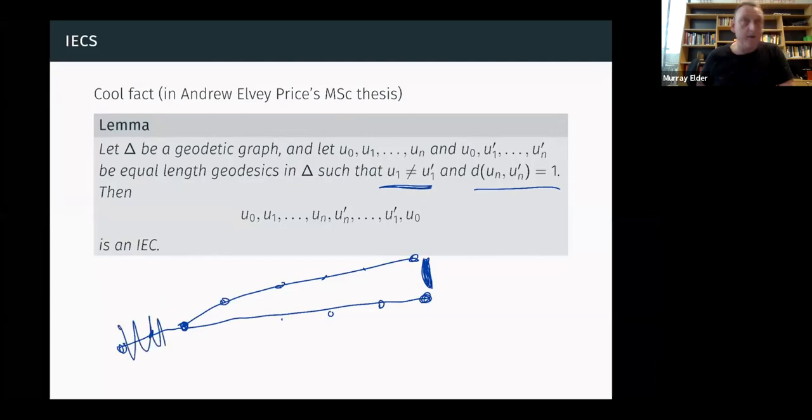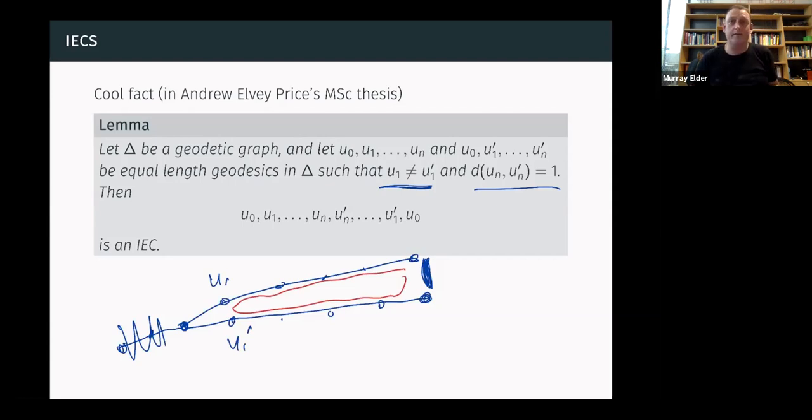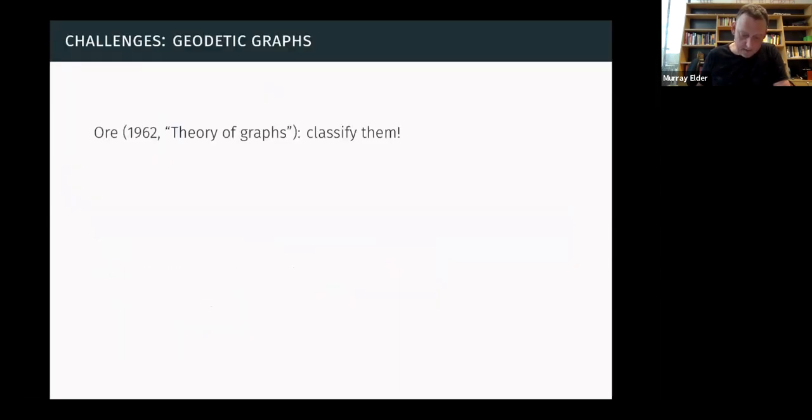But hang on, I just said U0 can be the same and U1 and U1 prime have to be different. I better read my slides more carefully. So in this situation where there's no prefix, going around that circuit is isometrically embedded. So there's a nice exercise to prove. Or you can go and find Andrew Eveleigh Price's master's thesis from Melbourne Uni. Okay, so that's a fact.